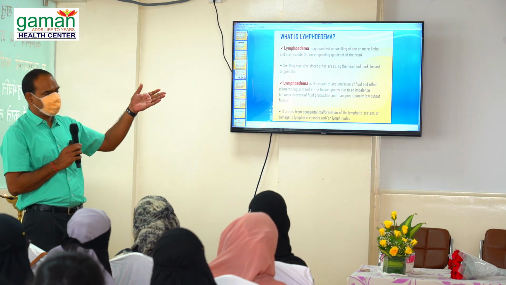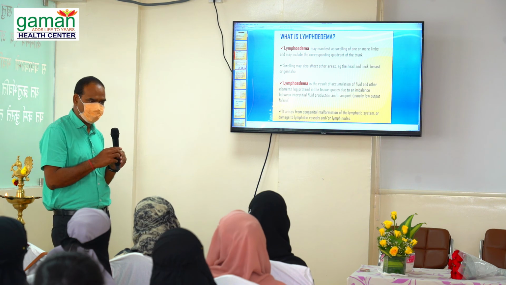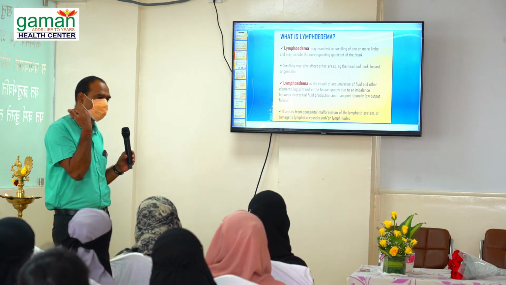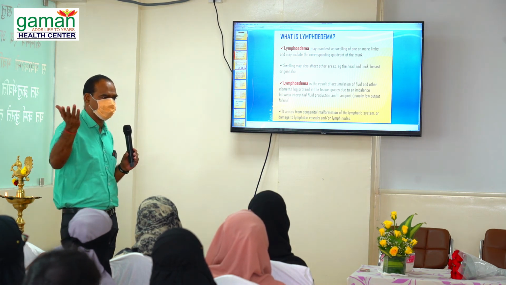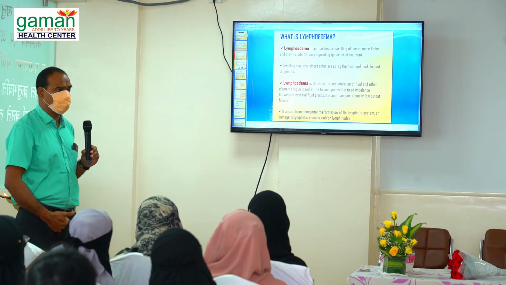Again, some more definitions. Lymphedema manifests as swelling of one or more limbs. Sometimes you can get lymphedema in the upper limb, in some cases the lower limb, sometimes head and neck also, sometimes thorax, sometimes abdomen, sometimes the gluteal region also. Different pictures are there. Sometimes a full quadrant also.